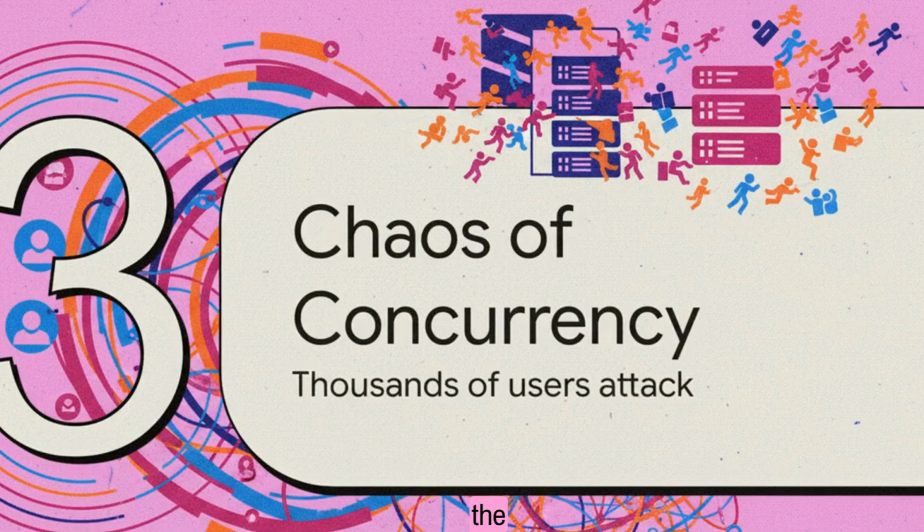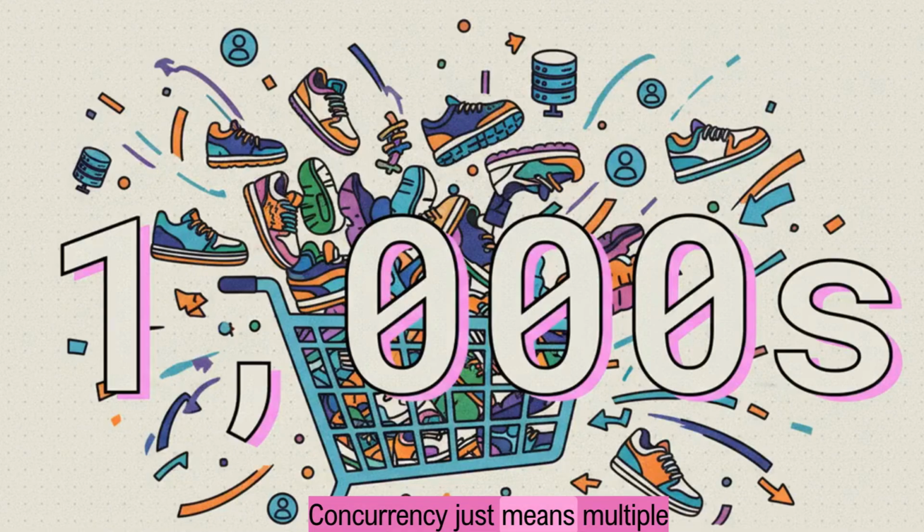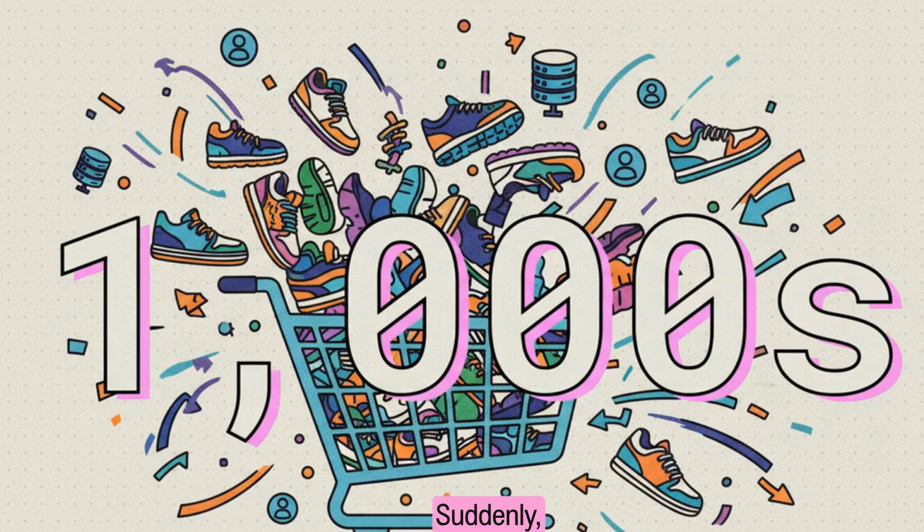Section 3, the chaos of concurrency, when thousands of users attack. Concurrency just means multiple users or transactions are accessing the database at the exact same time. Imagine thousands of users trying to buy the exact same pair of limited edition sneakers on an e-commerce site at the exact same second. Suddenly, the system is flooded with simultaneous requests, all fighting for the exact same piece of data. It creates this massive, overwhelming digital stampede.